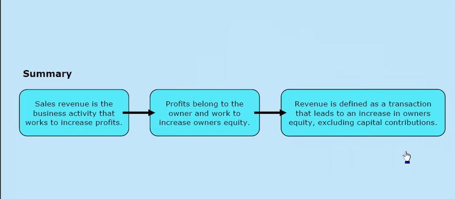So in summary, sales revenue is the business activity that works to increase profits. Profits belong to the owner and work to increase owner's equity. And revenue is defined as a transaction that leads to an increase in owner's equity, excluding capital contributions.